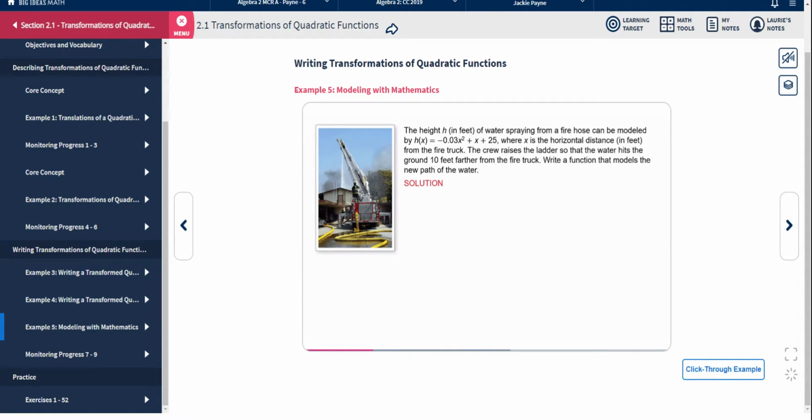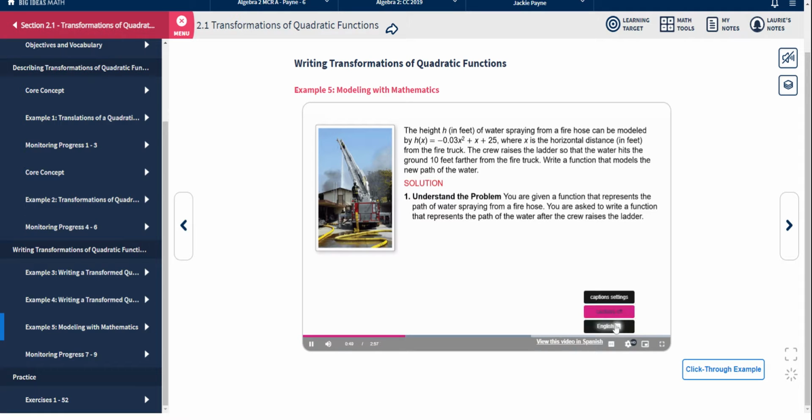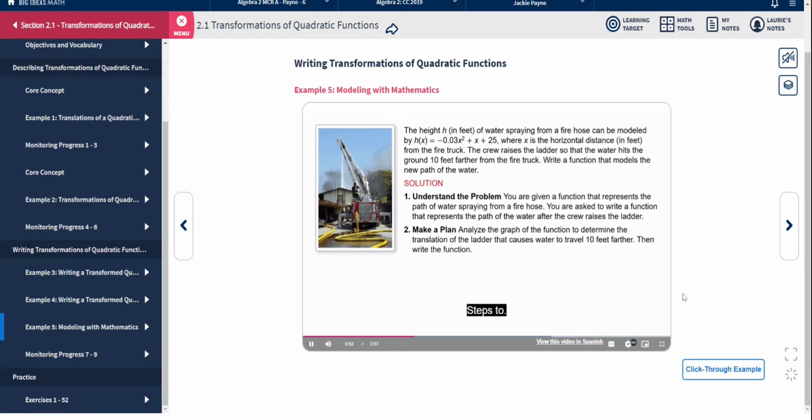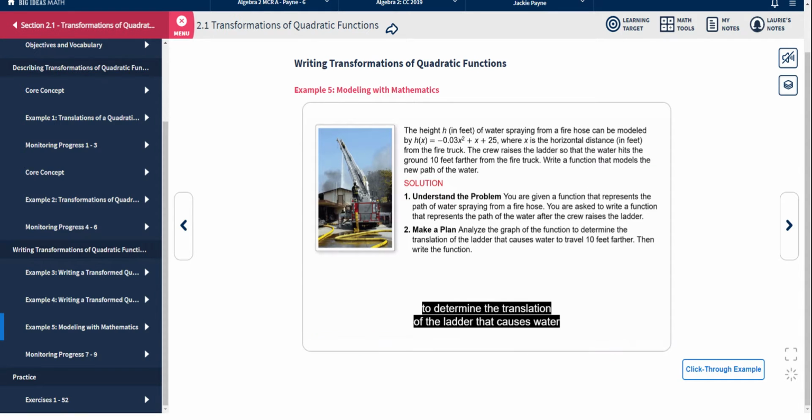Solution. Step 1. Understand the problem. You're given a function that represents the path of water spraying from a fire hose. You're asked to write a function that represents the path of the water after the crew raises the ladder. Step 2. Make a plan. Analyze the graph of the function to determine the translation of the ladder that causes water to travel 10 feet farther. Then write the function.